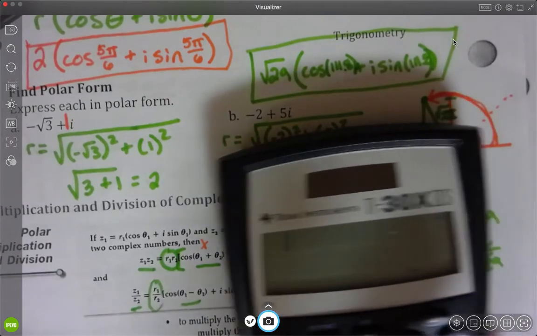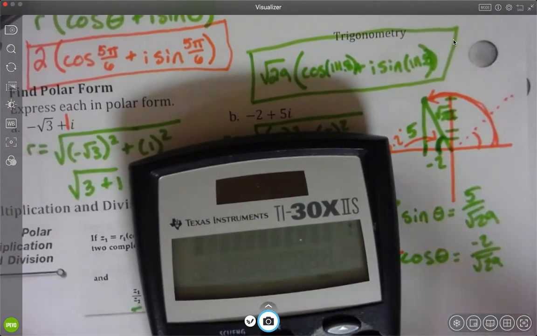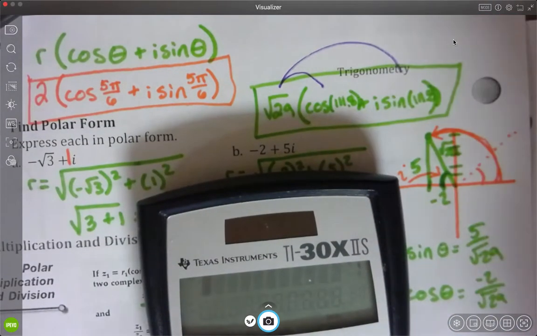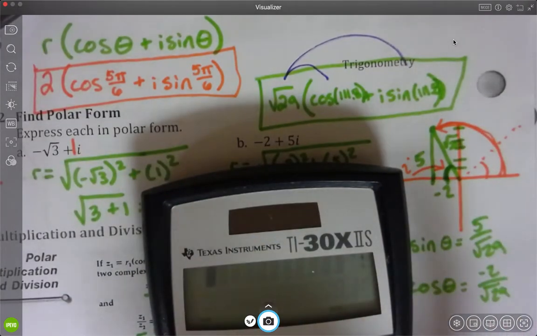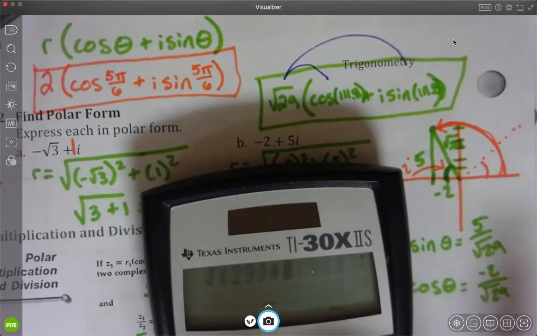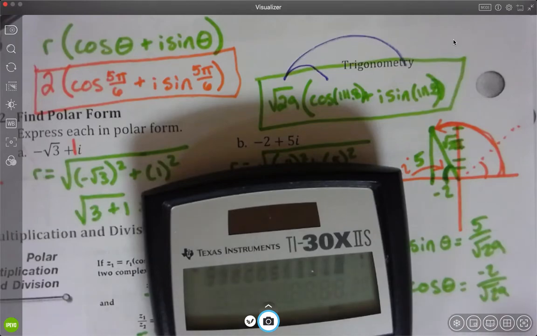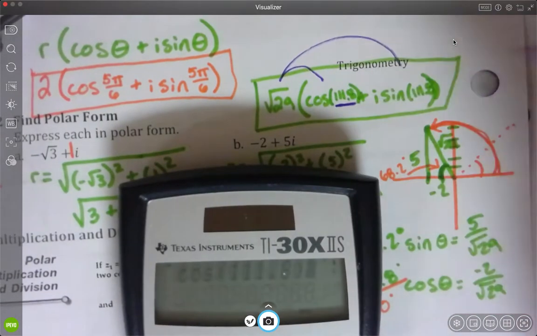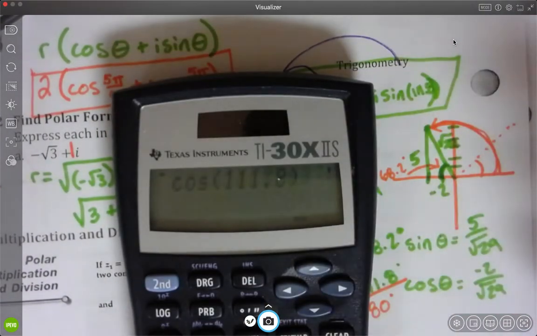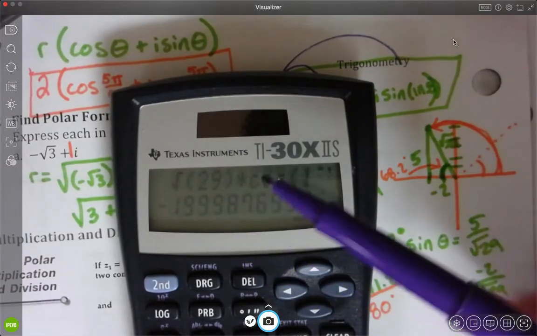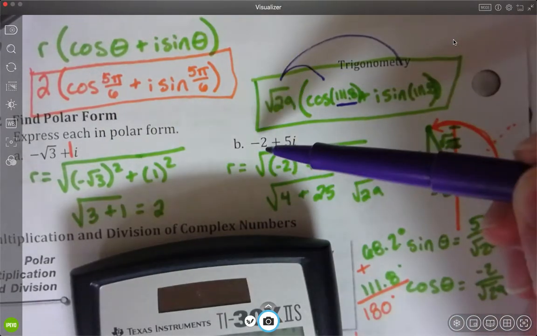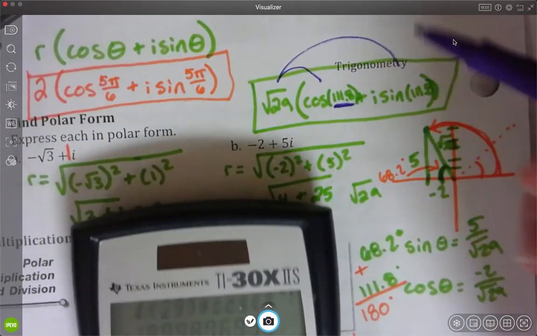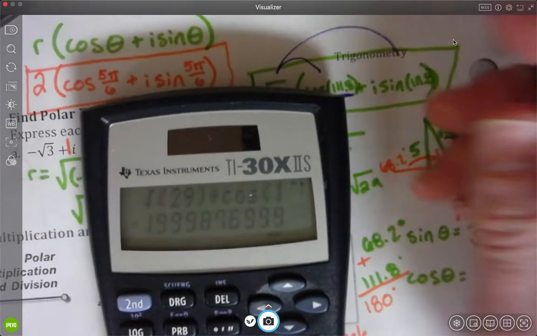All we would need to do is take, and first we would distribute the square root of 29 through for both pieces. But we would take the square root of 29 times cosine of 111.8. And when you do this, you want to make sure that you are in degrees because 111.8 was in degrees. Enter, and that gave us negative 1.9999999, whatever. It's actually negative 2, but the reason it's giving us negative 1.9 is because 111.8 is rounded. So that would end up rounding to negative 2.